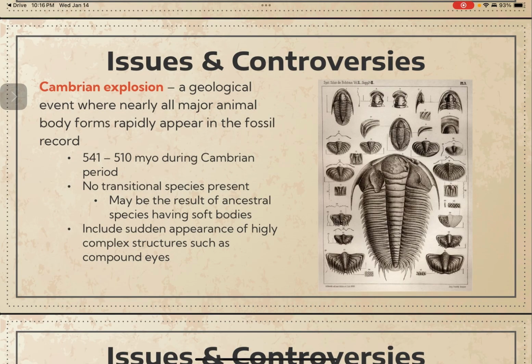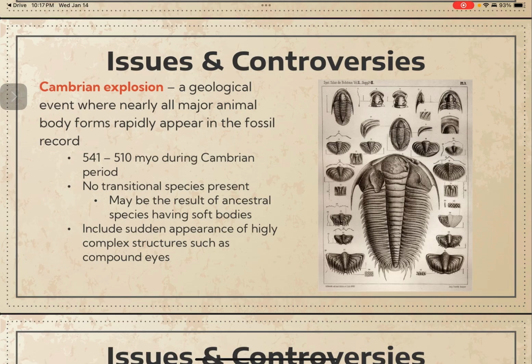2, the Cambrian explosion. So this was a geological event where nearly all major animal body forms rapidly appeared in the fossil record. So this was from 551 to 510 MYO during the Cambrian period. So a long time ago. But because of this, there's no transitional species that's present. We have all these fossils, but nothing that's present. And then this could be the result of an ancestral species having like a soft body and not being able to be fossilized. But again, we have some evidence, but we're lacking some.